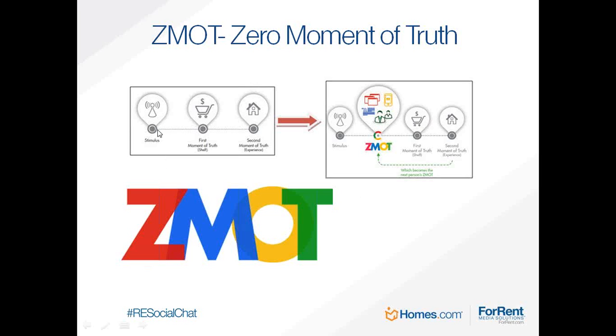And it can be motivated by, maybe you just got married and you bought a home. That was my situation. We just closed on our house a couple months ago. Maybe you're pregnant and you need to buy a home. Maybe you've just graduated college and you need to rent your first apartment. That's what the stimulus is. Those are the stimuli that are going to motivate you to what will now be ZMOT, zero moment of truth.